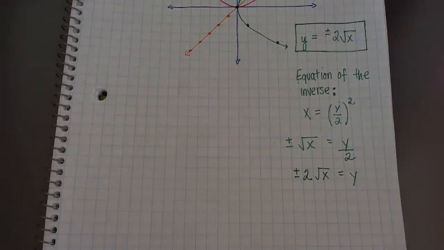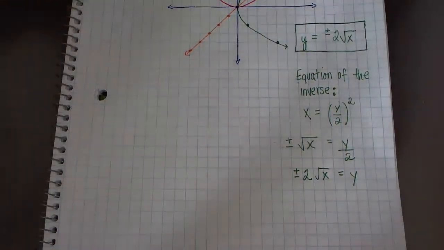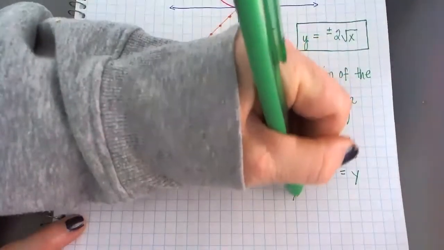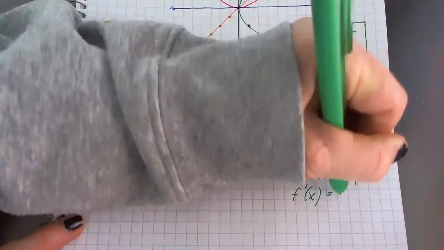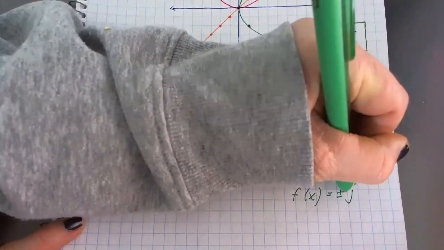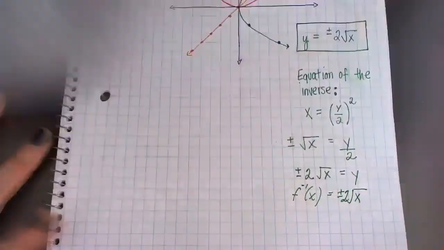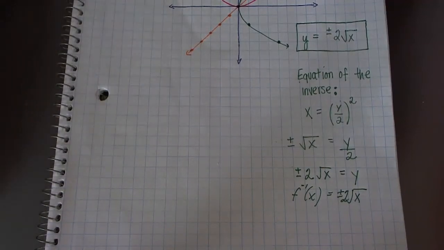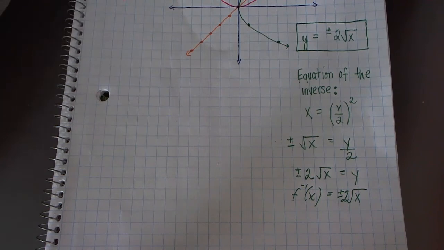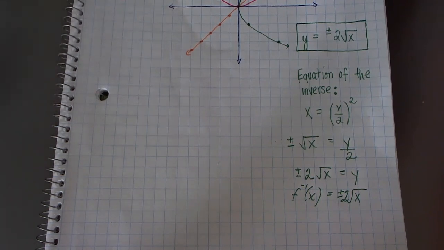So if you wanted to write this with the inverse notation, it would look just like that. So the inverse of f of x is equal to plus or minus 2 root x. Now for 621, it says, is the inverse a function?